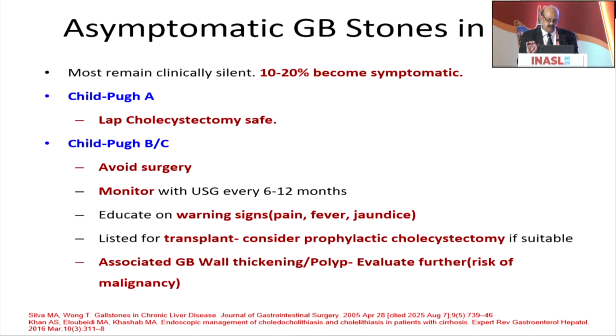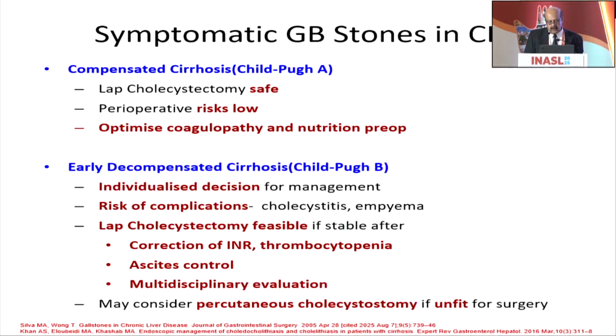Asymptomatic gallstones, there is no question, you have to give them conservative treatment because most of them remain asymptomatic. Only 10 to 20% become symptomatic. And in Child B and C, of course, there are problems with doing cholecystectomy, so it has to be avoided. So, asymptomatic gallstones get conservative treatment.